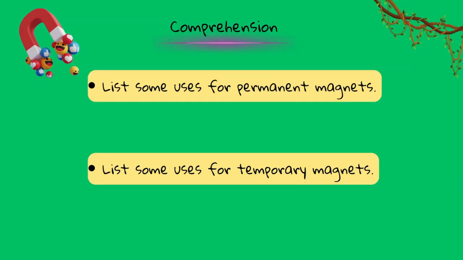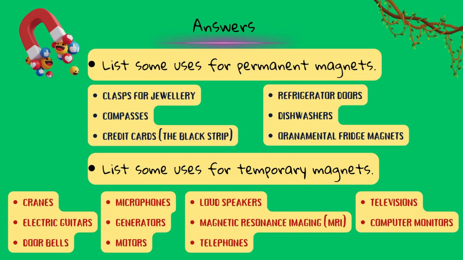List some uses for permanent magnets and list some uses for temporary magnets. You may pause this video to answer the questions. For permanent magnets, you can use them for clasps for jewelry, compasses, the black strip of the credit card, refrigerator doors, dishwashers, and ornamental fridge magnets. And then some uses for temporary magnets include cranes, electric guitars, doorbells, microphones, generators, motors, loudspeakers, magnetic resonance imaging, which is MRI, telephones, televisions, and computer monitors.